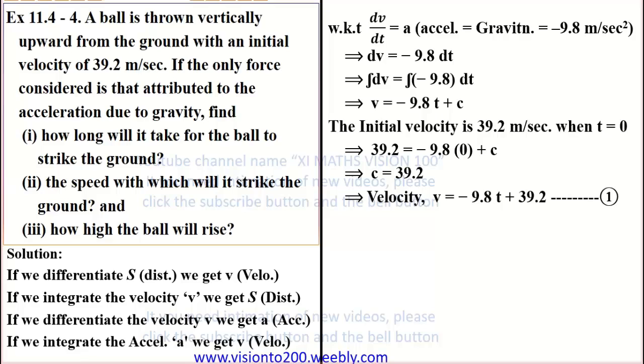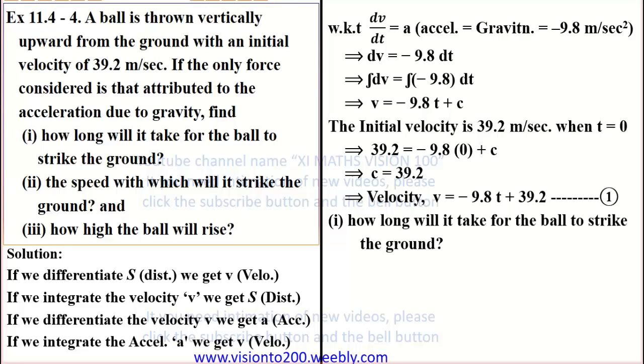Call this equation number 1. Subdivision 1. How long will it take for the ball to strike the ground? When the maximum height is reached, the velocity v is equal to 0. When the ball reaches maximum height, the velocity becomes 0, and then it immediately returns.